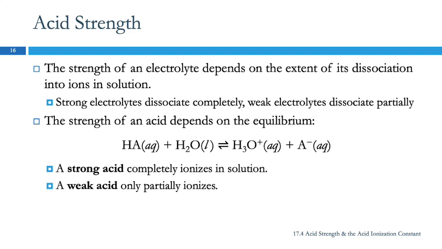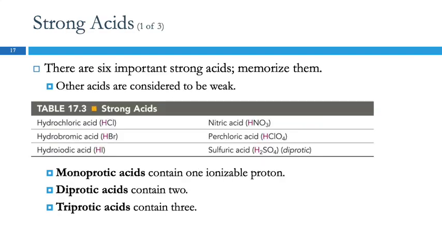Okay? So there are 6 strong acids. Memorize them. There's only 6. So, how do you know if it's a strong acid or a weak acid? Well, there's 6 strong ones. If it's not one of the 6 strong ones, it's weak.